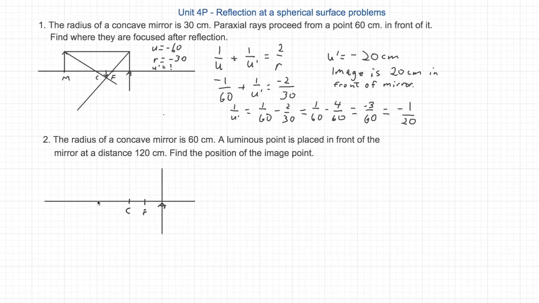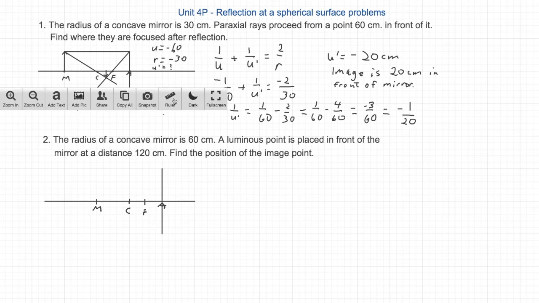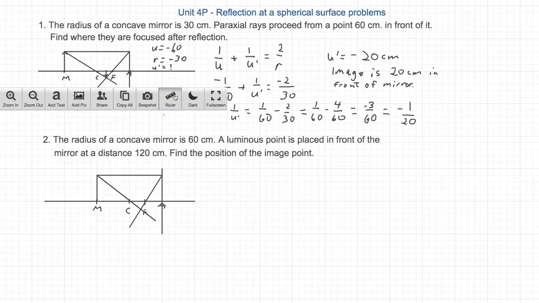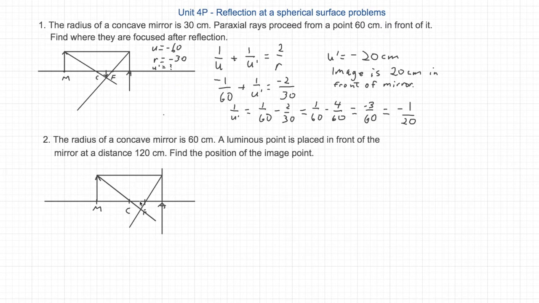The mirror's vertex is A. We'll place our object at point M, about twice the radius. We'll construct our rays, parallel through the focal point, ray through the center, and we predict our image will form where those two lines intersect.